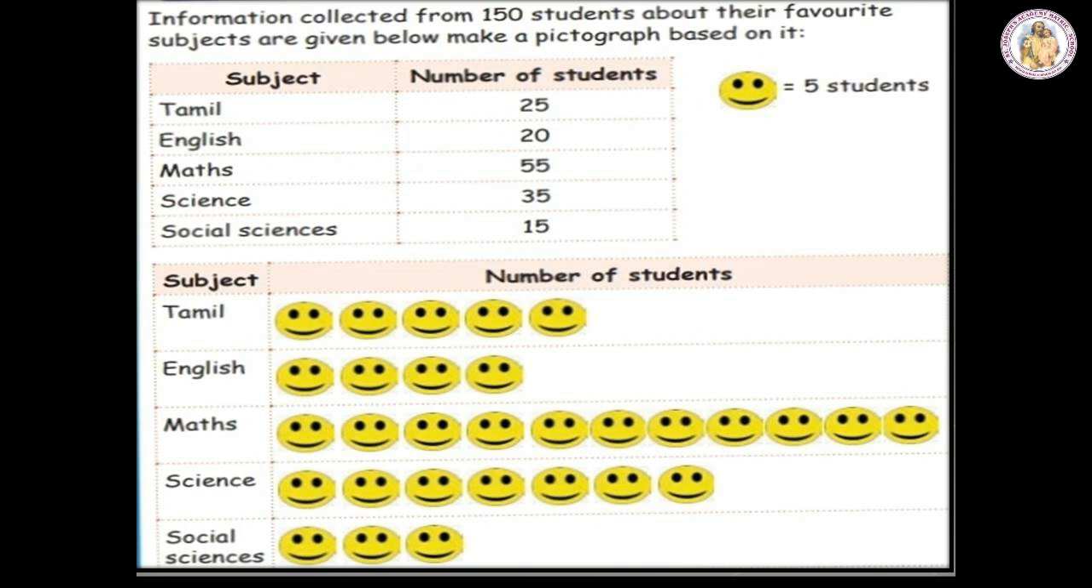7 balls. At the final, the Social Science is 15. So 5 3s are 15. So totally 3 balls should be there in Social Science.